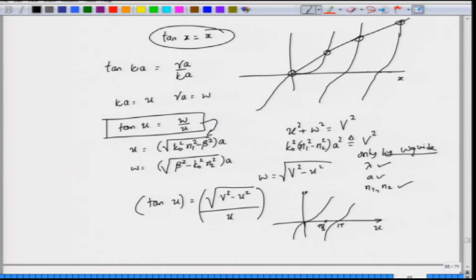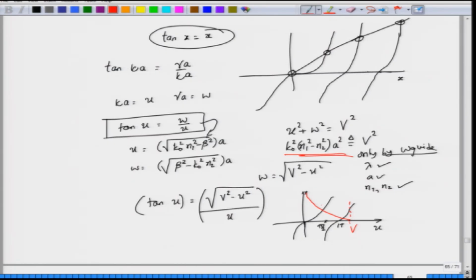So, if you know the value of v as determined by the properties of the material or the waveguide, you would get a value of v here, which is determined only by the waveguide. And now your solution has to be until this point. So, you start off with infinity and then you go to the solution until this point where it kind of decays off. How many intersections do you see?